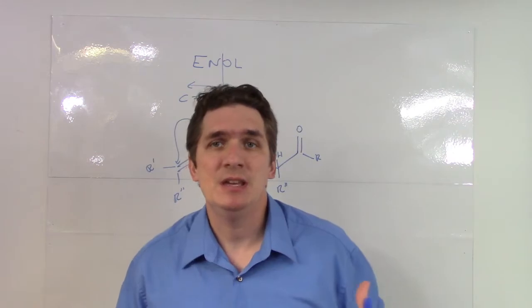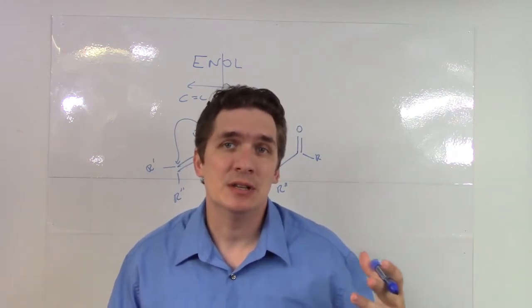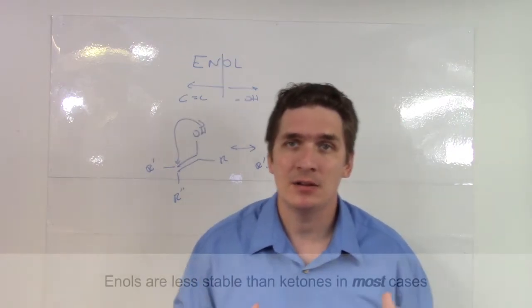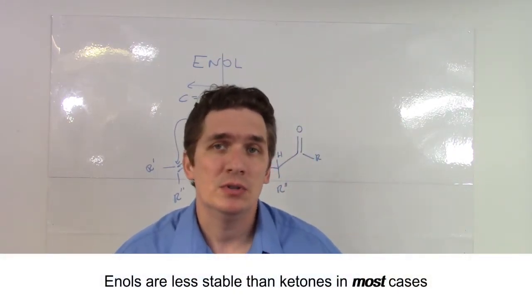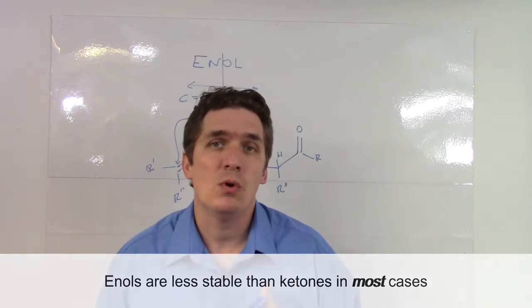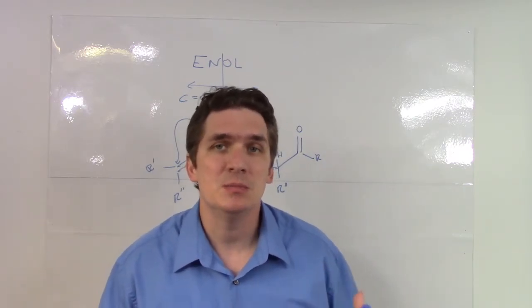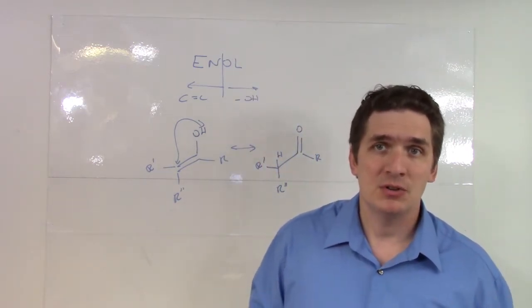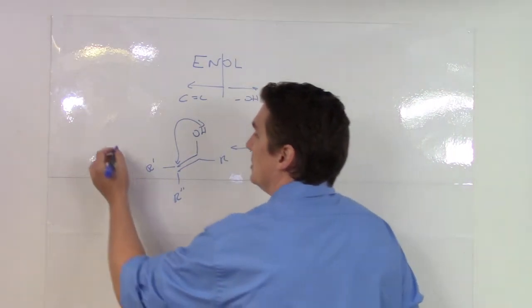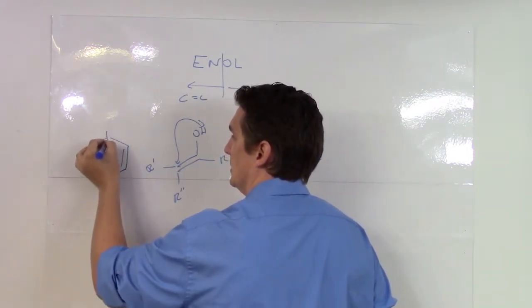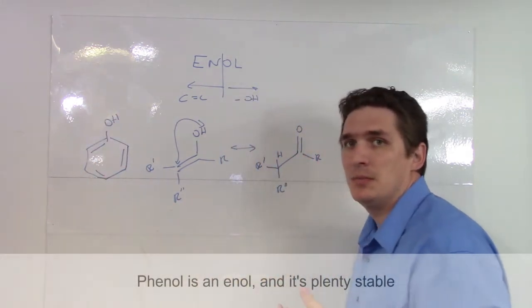Now, traditionally speaking, enols are less stable than the ketone analogs. So if you go back to synthesis of alcohols from alkynes, what you'll see is that when we do water addition across an alkyne, we end up with the ketone, not the alcohol. And the reason being is that we form an enol. But there are notable exceptions to this, the big one being phenol. So phenol is an enol, but it's a stable enol.